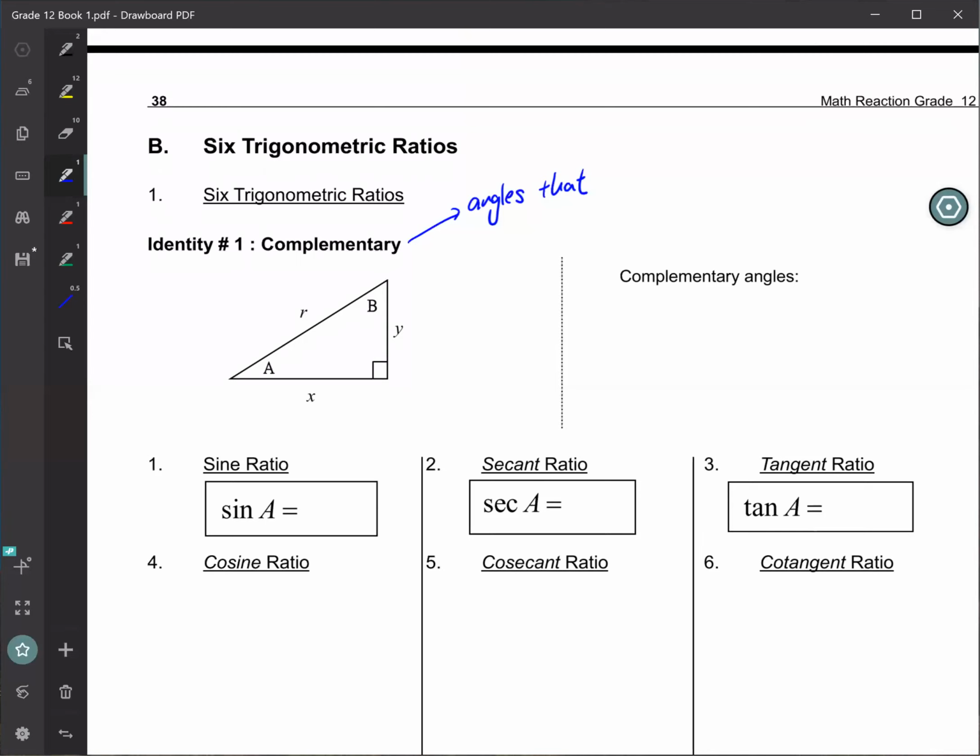So your definition is more of a daily life one, right? When you see something complementary in the newspaper, right? What it means. We want to explain it in math, right? So angles that add up to pi over 2. Okay, I'm going to use radians now, so you guys have to get used to it, right? Add up to 90 degrees, which is pi over 2.